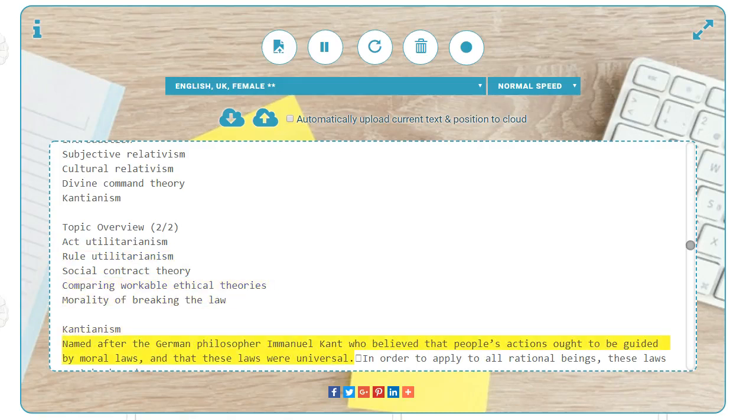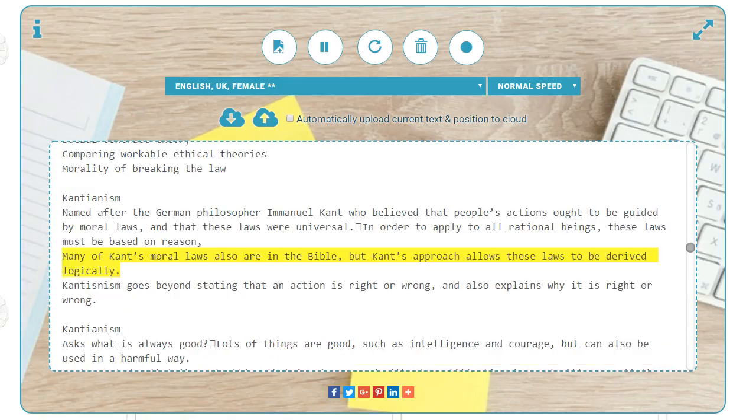Kantianism. Named after the German philosopher Immanuel Kant, who believed that people's actions ought to be guided by moral laws, and that these laws were universal. In order to apply to all rational beings, these laws must be based on reason. Many of Kant's moral laws also are in the Bible, but Kant's approach allows these laws to be derived logically. Kantianism goes beyond stating that an action is right or wrong, and also explains why it is right or wrong.